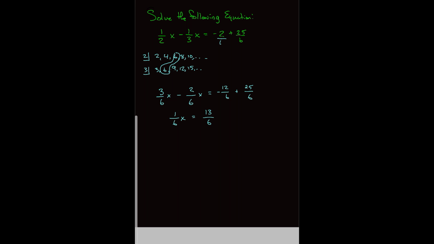Now to get x by itself, we have 1 divided by 6 on the left side. To undo a divide, the opposite of division is multiplying. So instead of dividing both sides by 1 over 6, we can multiply both sides by 6.